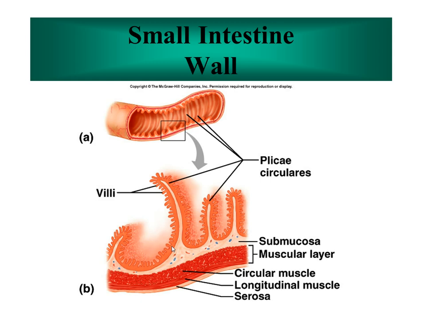The plicae circulares are the folds. And then you have the submucosa here, the muscular layer, the circular layer going around the circumference, and the longitudinal layer, and then the serosa. And remember, the serosa is the visceral peritoneal layer.